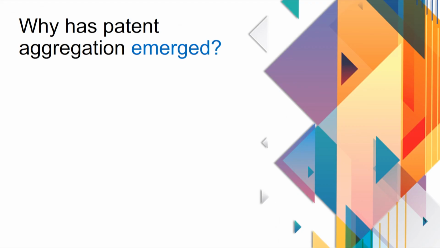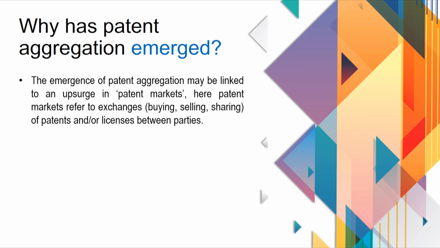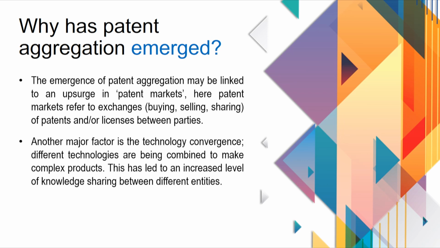Now, the question is, why has patent aggregation emerged? The emergence of patent aggregation may be linked to an upsurge in the patent markets. Here, patent markets refer to the exchanges, that means buying, selling and sharing of patents and or licenses between the parties. So, due to an upsurge or due to an increase in these patent markets, there is a need of patent aggregation. Another major factor is the technology convergence. Different technologies are now being combined to make complex products. This has led to an increased level of knowledge sharing between the different entities.